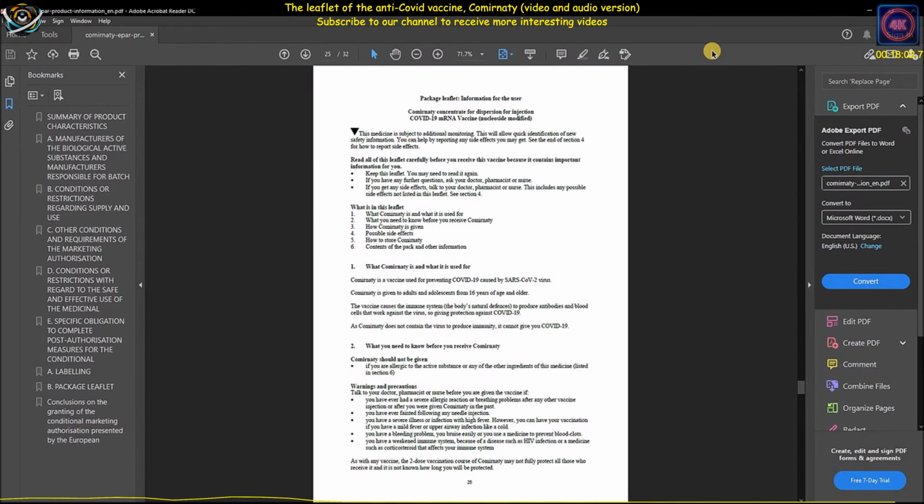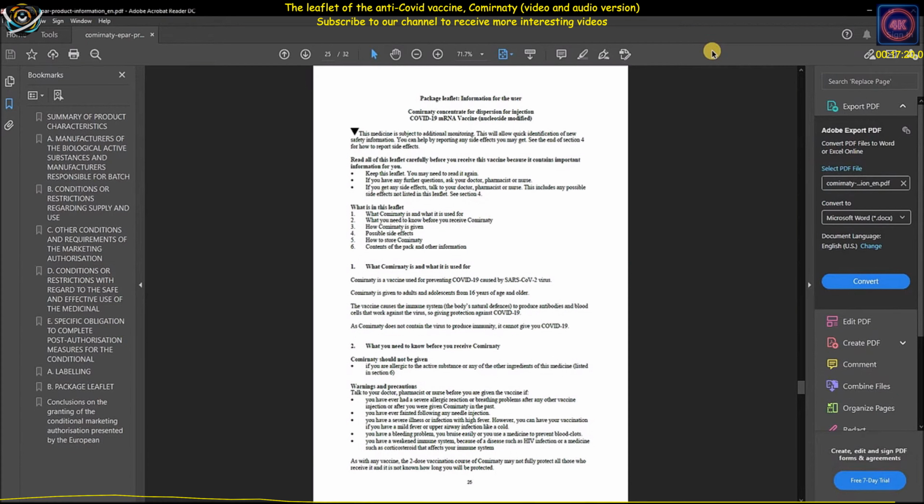2. What you need to know before you receive Comirnaty. Comirnaty should not be given if you are allergic to the active substance or any of the other ingredients of this medicine, listed in section 6. Warnings and precautions. Talk to your doctor, pharmacist, or nurse before you are given the vaccine if you have ever had a severe allergic reaction or breathing problems after any other vaccine injection or after you were given Comirnaty in the past. You have ever fainted following any needle injection. You have a severe illness or infection with high fever. However, you can have your vaccination if you have a mild fever or upper airway infection like a cold.